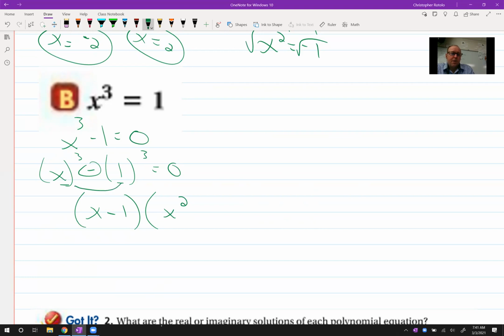Then I'm going to take the 2 bases multiplied by each other. So 1 times x is just x. And then I'm going to take the last base and square it. So I'm going to intentionally write this. This is the first time you see it. So I'm going to make sure I write this just like that.